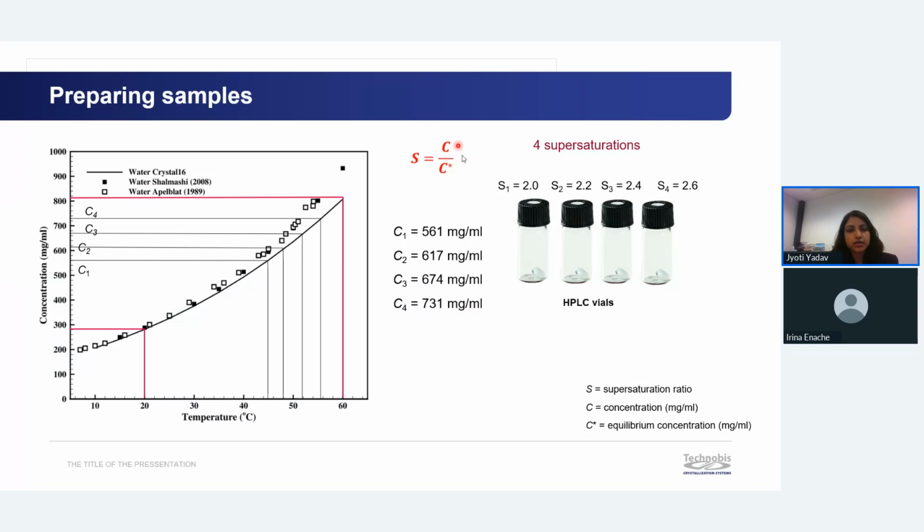So C is the concentration that you want to prepare or you want to know, and C star is actually the solubility at the temperature where you want to keep your temperature constant. For example, if you want to keep your temperature constant at 20 degrees Celsius, then this C star is the solubility corresponding to 20 degrees Celsius. Then C1, C2, C3, C4 are the different concentrations that you want to prepare using this formula for different supersaturations. You can know either the supersaturation or the concentration that you want to prepare, and you can calculate the other parameter using this formula.